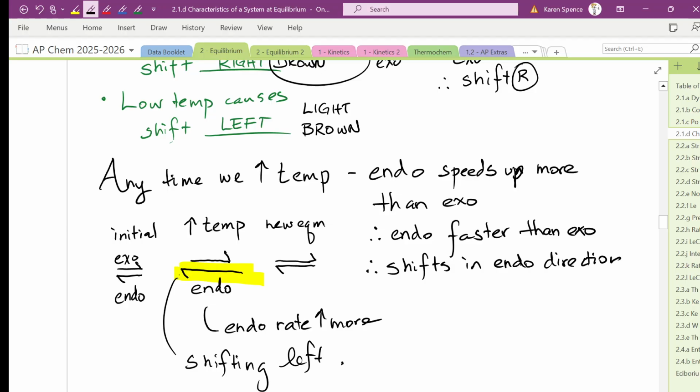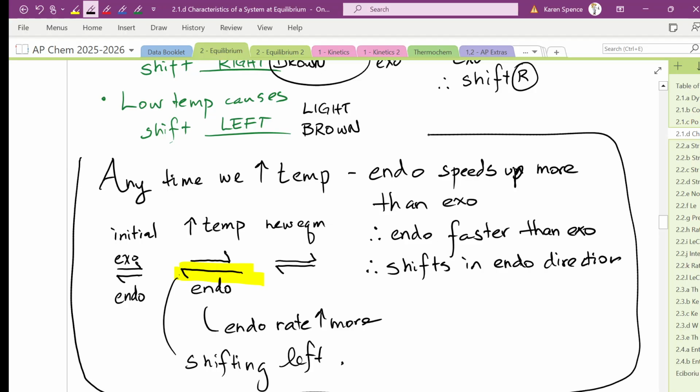How do we feel about that? Good-ish? Okay. Now, you can just remember that an increase in temperature always favors the endothermic reaction. You will always shift in the endothermic direction when you increase temperature. Okay?